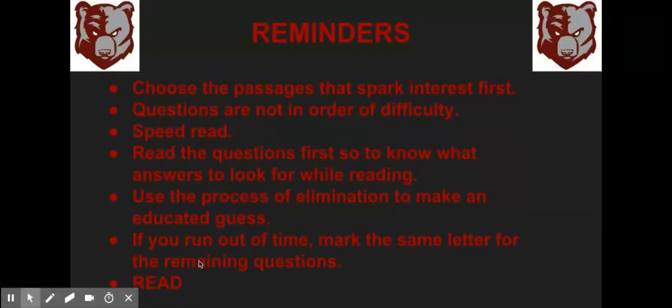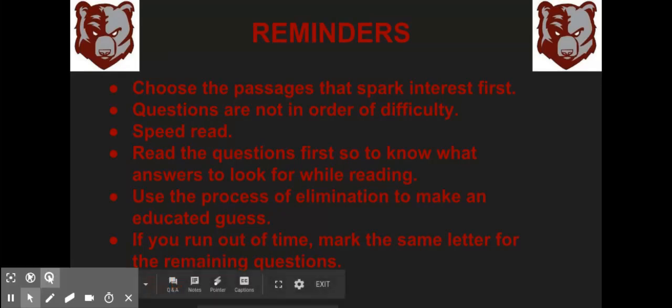In order to recap, here are the tips shared today on how to do better on the reading section of the ACT. Choose the passages that spark interest first. Questions are not in order of difficulty. Speed read. Read the questions first so you know what answer to look for while reading. Use the process of elimination to make an educated guess. If you run out of time, mark the same letter for the remaining questions.